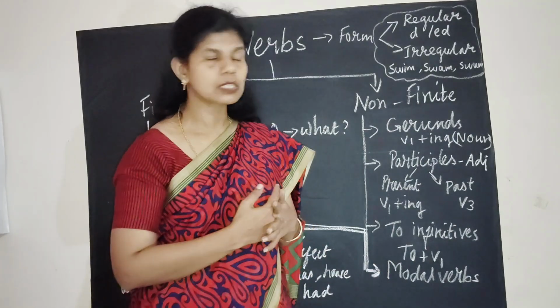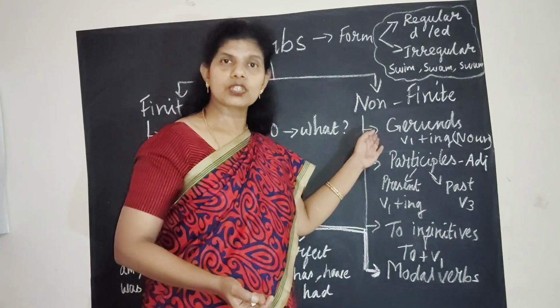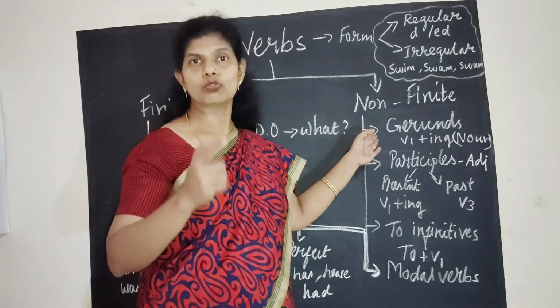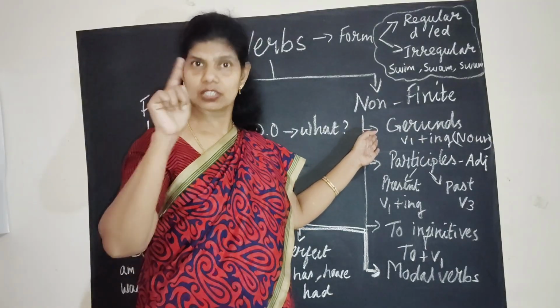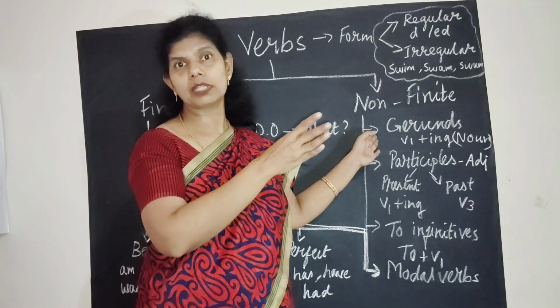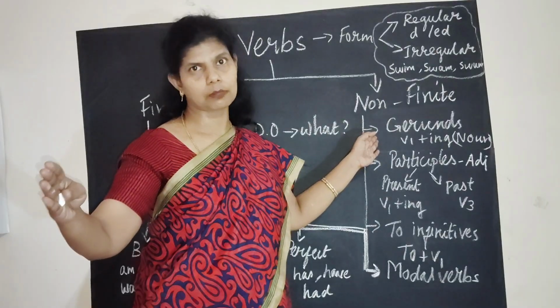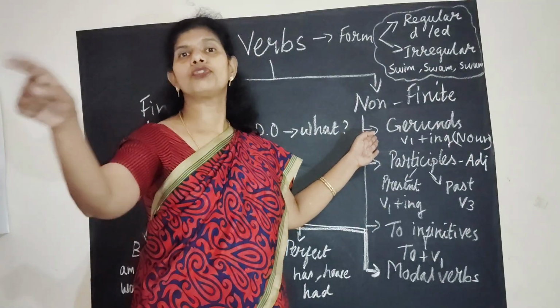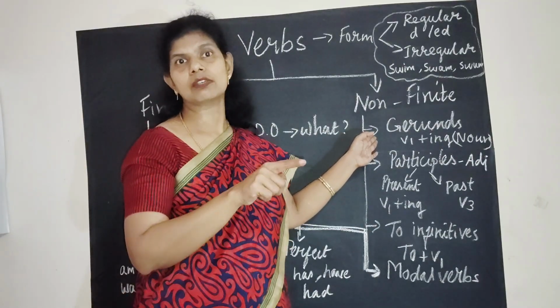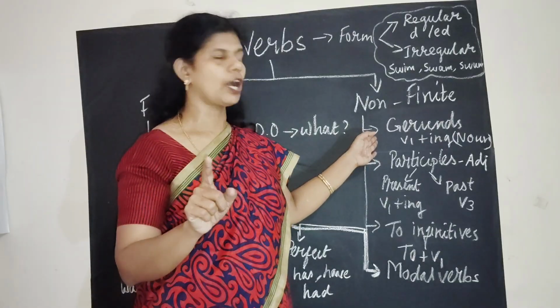I will repeat once again. The first one is gerunds. Gerunds act as nouns. Verbs that act as nouns are gerunds. So they will either come in the subject place or in the object place. Okay. Swimming is good for health. Here swimming is a verb but used as a noun.